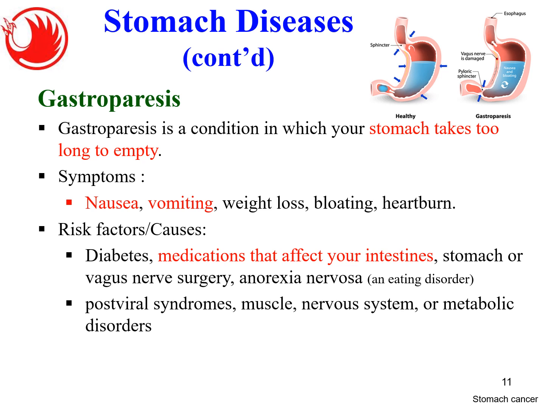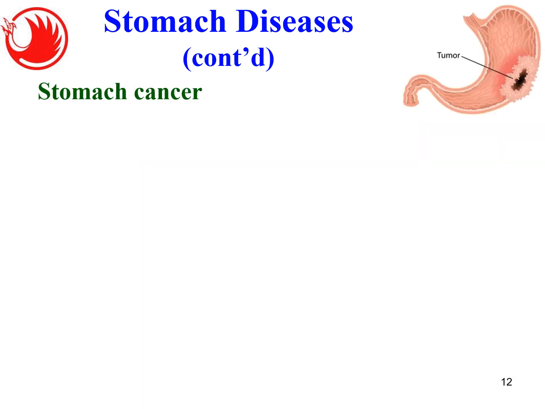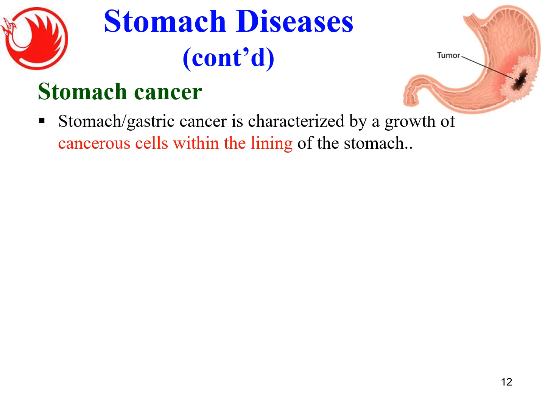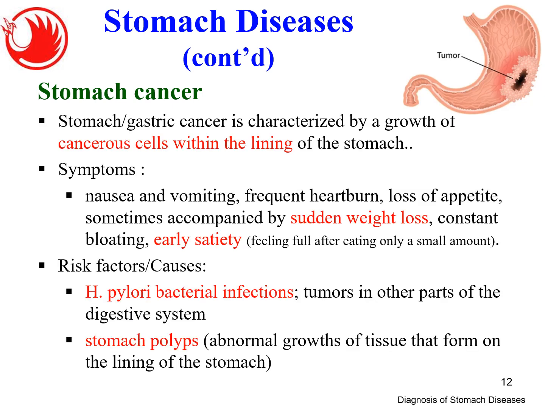Next, we'll look at stomach cancer, also known as gastric cancer. This cancer is characterized by a growth of cancerous cells within the lining of the stomach. So this happens when there is a growth of cells in the stomach.